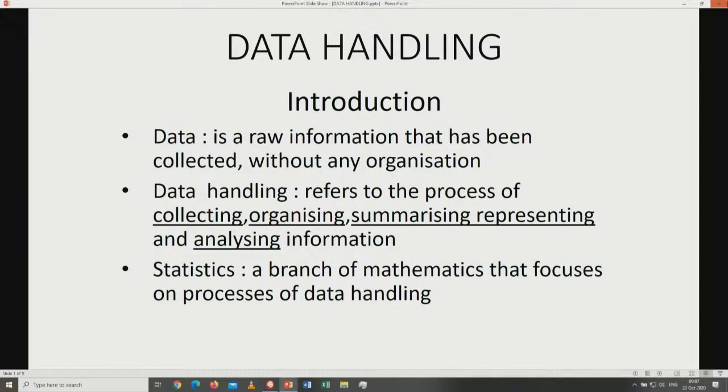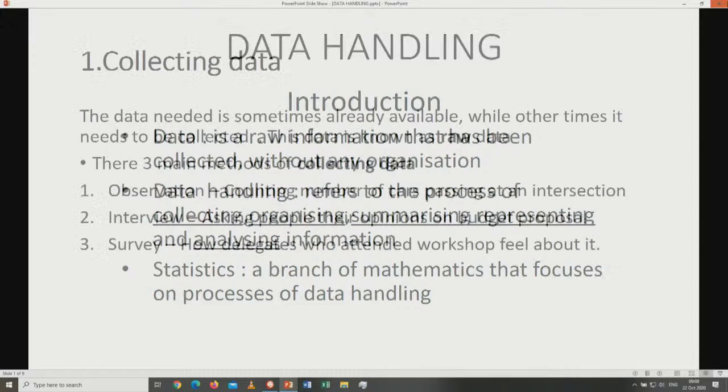So it's very important that we collect data, we organize it, we summarize it, we represent it. How do we represent it? In terms of graphs, in terms of your box and whiskers, your pie charts. Those are the ways in which data is represented. Now, data handling is a part of statistics. They say it's a branch of mathematics that focuses on the processes of data handling.